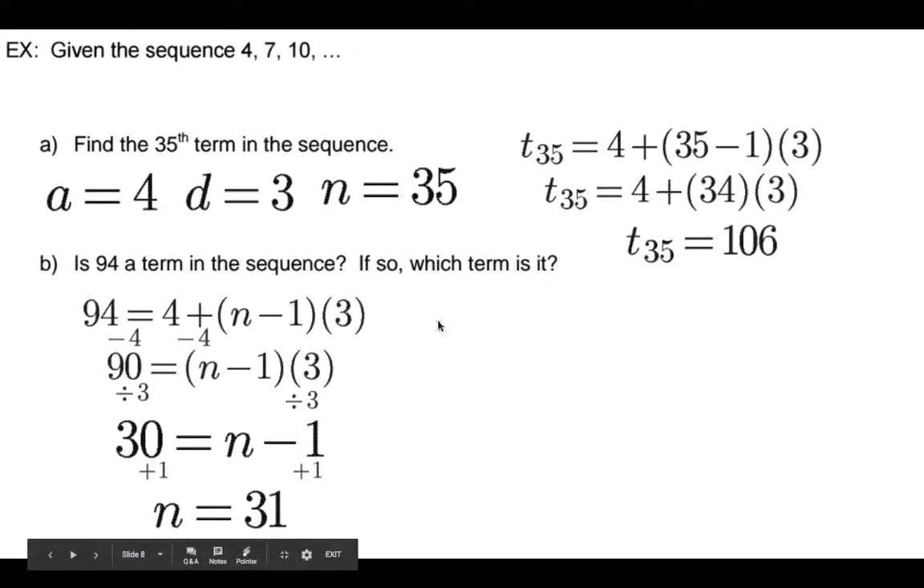Think about how you would know if it's a term or not. Remember that we can only have counting numbers here. We can only have whole numbers. So if you got a decimal for n, it wouldn't be a term.